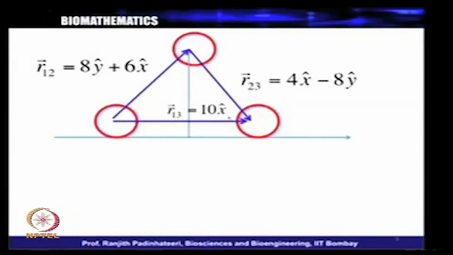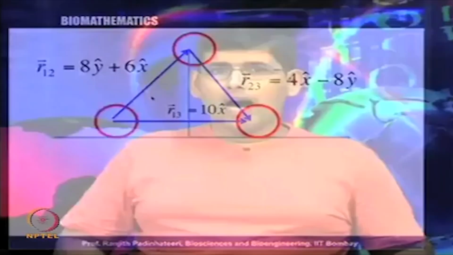What does R13 equal to 10x mean? To go from 1 to 3, you have to just travel 10 units along the x axis in the positive x direction. That is what it is. You do not have to go along the y axis. So, there is no y component here. So, from this, when you say a displacement vector r12, r23, etc., it has some meaning.